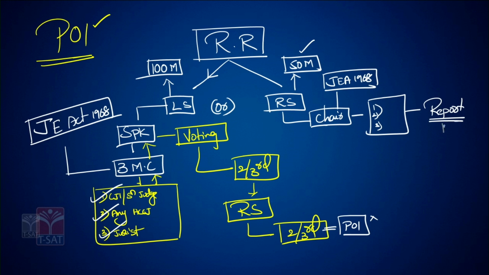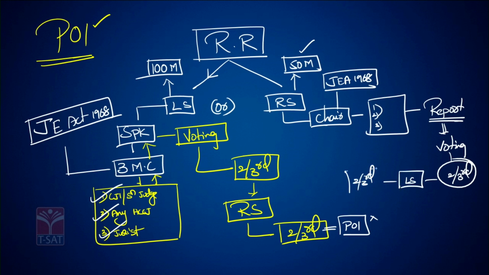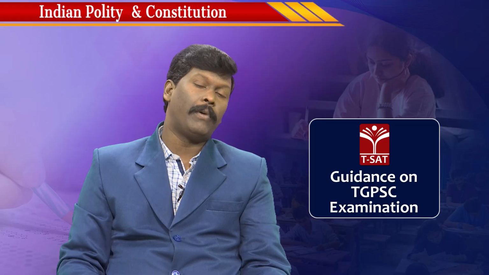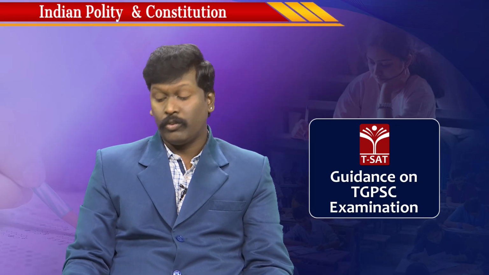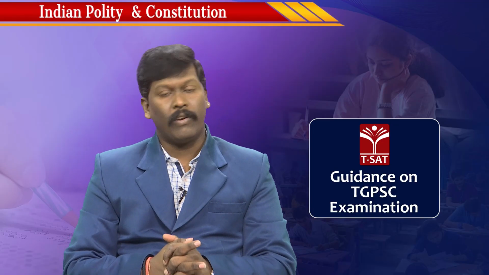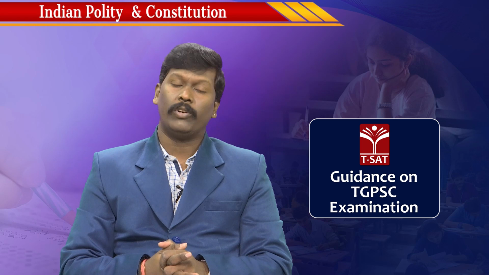If this report finds the judge guilty, only then will the chairman put it for voting. In voting, it has to be accepted with a 2/3 majority. Then it will go to Lok Sabha. Even in Lok Sabha, it has to be accepted with a 2/3 majority. If both the houses accept the resolution with a 2/3 majority, the President of India will remove that particular judge. So this is the answer you need to write for this particular question.